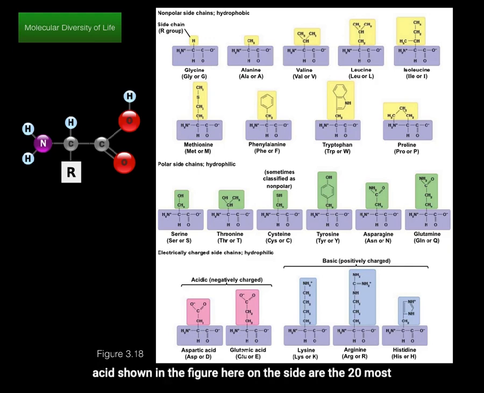Shown in the figure here on the slide are the 20 most common amino acids. There are 9 nonpolar side chains or hydrophobic amino acids: glycine, alanine, valine, leucine, isoleucine, methionine, phenylalanine, tryptophan, and proline. There are 6 amino acids with polar side chains, making them hydrophilic. They are serine, threonine, cysteine, tyrosine, asparagine, and glutamine.